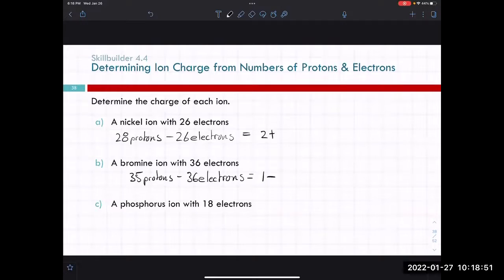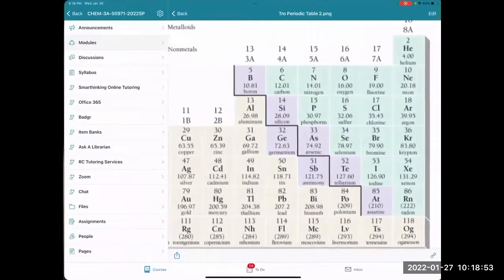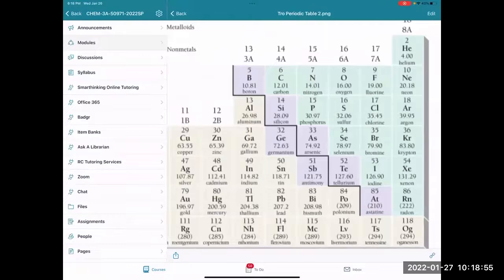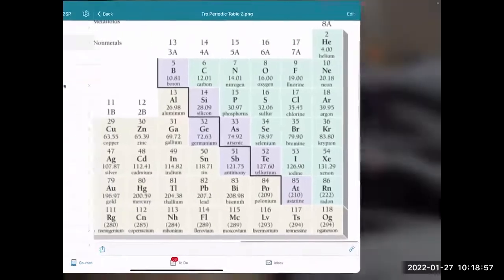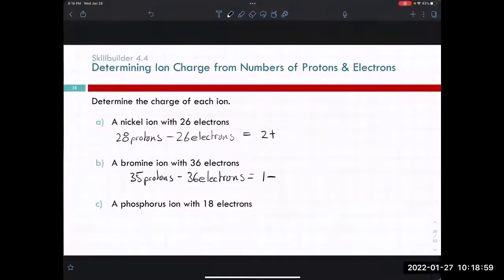And phosphorus. Phosphorus is 15. This one.